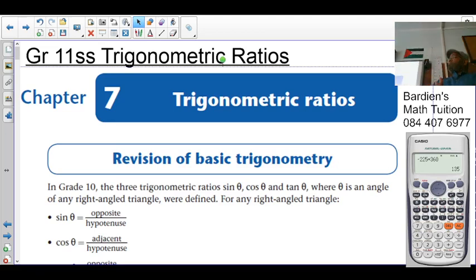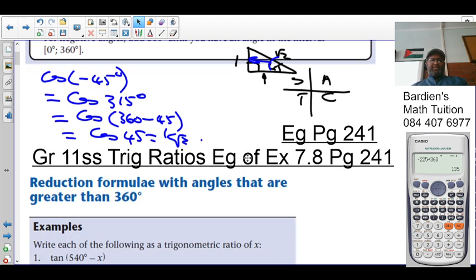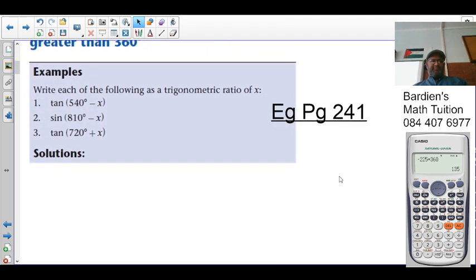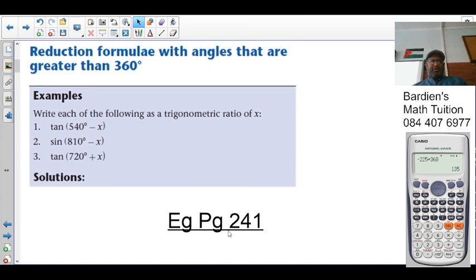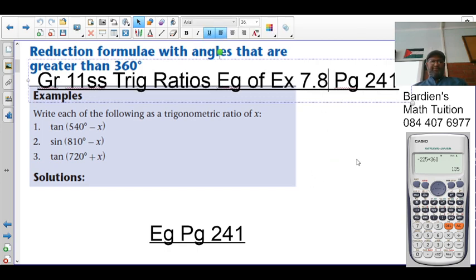Okay, good morning class. So today we're looking at trigonometric ratios. We're going to do the examples for exercise 7.9. And your heading for today is reduction formulae with angles that are greater than 360 degrees. Exercise 7.9 is on page 243.